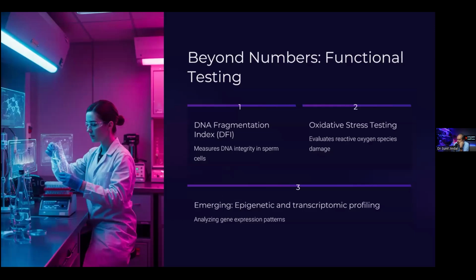Now I'd like to talk about some functional tests. So we've spoken about a semen analysis. We have spoken about the examination which I have shown to you. So beyond numbers, we'll talk about the functions. There are basically three areas which I could talk to you about. Number one is sperm DNA fragmentation. Number two is oxidative stress testing. Number three is epigenetics and transcriptomic profiling.